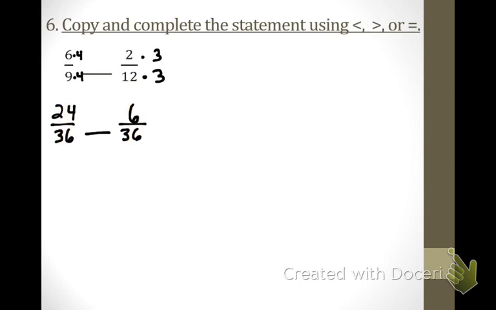What should go in the middle of those two? 24/36 is... Is it greater or less or equal to? Greater. 24/36 is greater than 6/36. It's pretty simple, guys. A 24 is bigger than a 6. Okay? So then that means 6/9 is greater than 2/12.